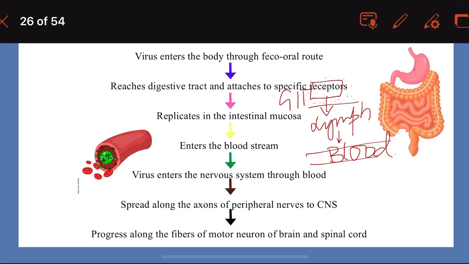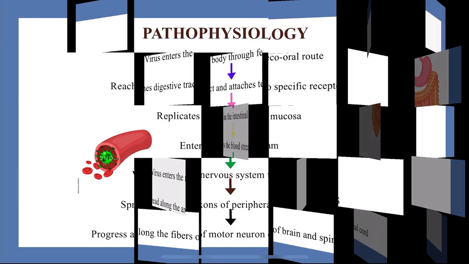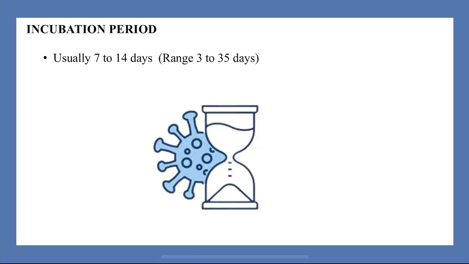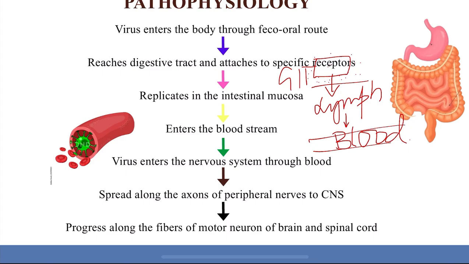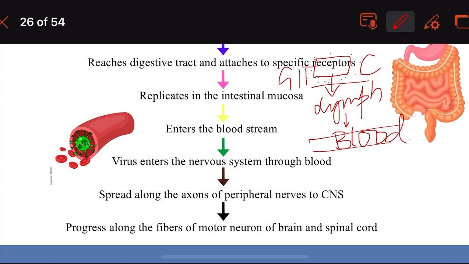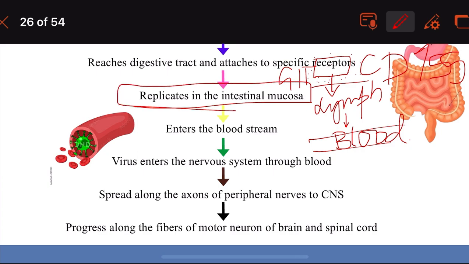So let us see here. The virus enters through the fecal-oral route. It reaches the digestive tract, attaching to specific receptors. What is the receptor? CD155. Then it replicates in the intestinal mucosa. It will enter the cell, and with the help of the RNA polymerase, it will start replicating and then kill the infected cell. The virus will get into the lymphatic system, and from the lymphatic system into the bloodstream.